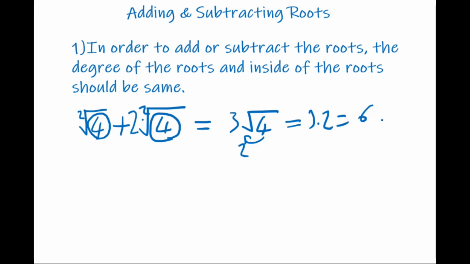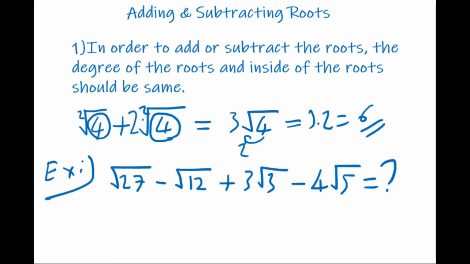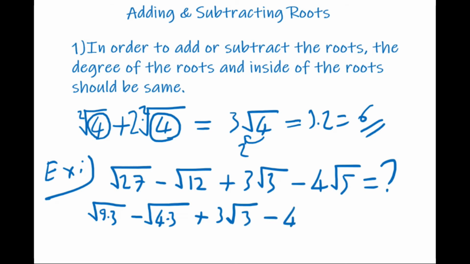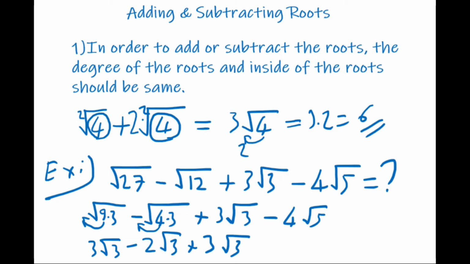Let's say we have another example. Square root of 27, as we learned, can be written as square root of 9 times 3, minus square root of 12 can be written as square root of 4 times 3, plus this is already 3 square root of 3, minus this is already 4 square root of 5. So this 9 comes out as 3, okay? So the first term is going to be 3 square root of 3, minus this 4 comes out as 2. So it's going to be 2 square root of 3 plus 3 square root of 3 minus 4 square root of 5.